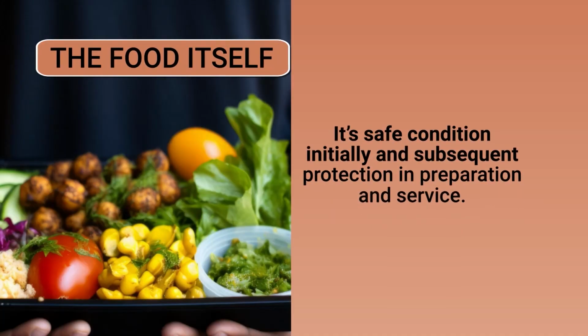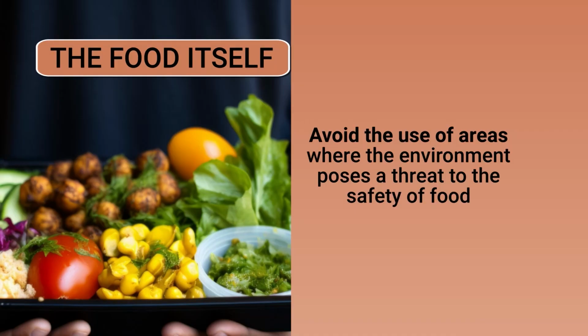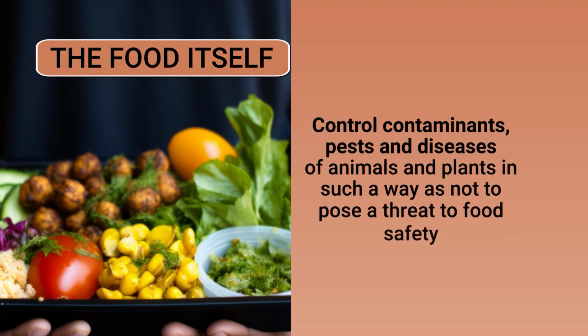The food itself should be in a safe condition initially, and subsequent protection in preparation and service should be there. How can we do it? Avoid the use of areas where the environment poses a threat to the safety of the food. Control the contaminants, pests, and diseases of animals and plants in such a way as not to pose a threat to food safety. And then adopt practices and measures to ensure food is produced under appropriately hygienic conditions.